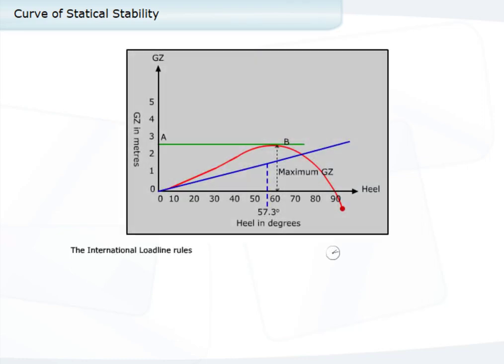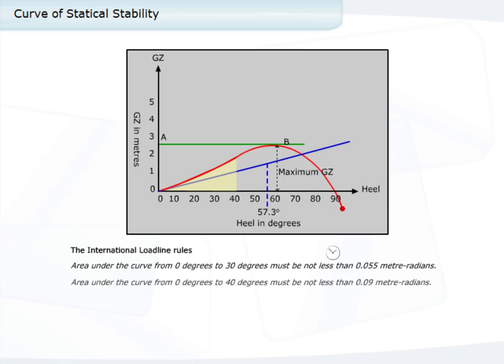A ship at sea must at all times have the following residual stability. This stability criterion is defined in terms of the curve of statical stability. Area under the curve from 0 degrees to 30 degrees must be not less than 0.055 meter radians. Area under the curve from 0 degrees to 40 degrees must be not less than 0.09 meter radians. Area between 30 degrees and 40 degrees to be not less than 0.03 meter radians.